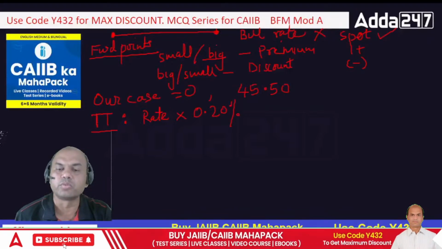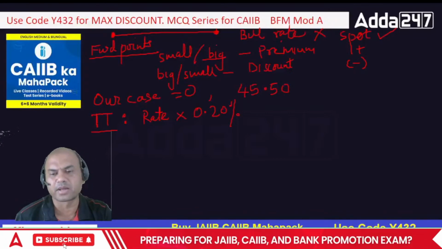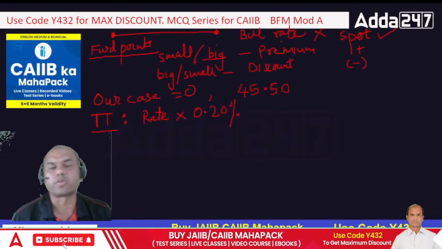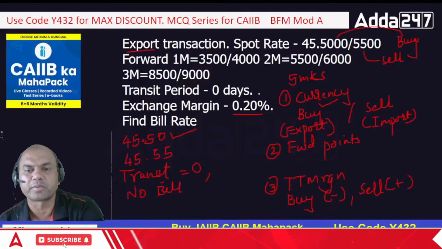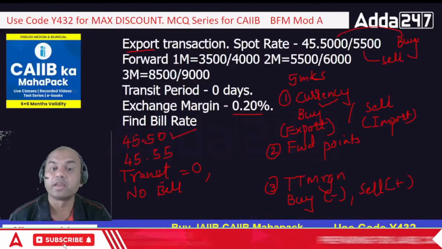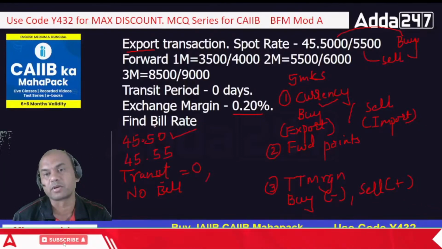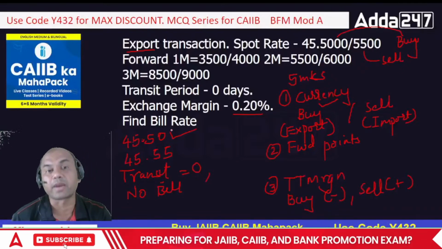45.5 into what is it? 0.2%. So 0.002 directly make it. Here, try to reduce the number of steps. Okay, so 45.5 into 0.002. Is it 45.5? Yeah, see this, buy, spot rate. So that's why you have to cross check in exam every time when you do something, because there are chances that you go wrong even after practice.